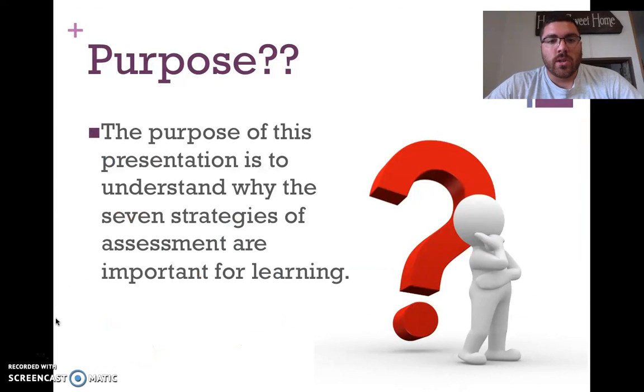The purpose of this talk and this presentation is to understand why the 7 strategies of assessment are important for student learning and how students can benefit from them.